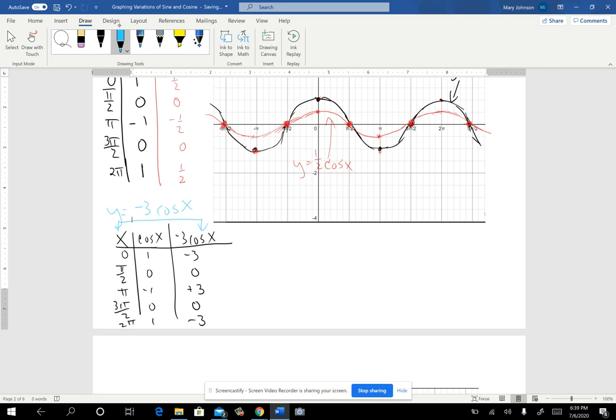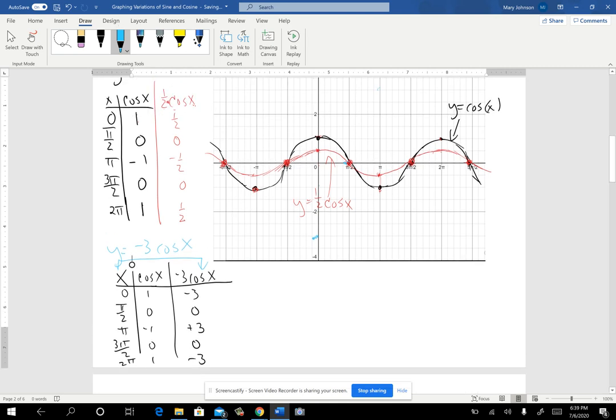So 0, -3 would be here. Then we'd have pi/2, 0. Okay. Then we'd have pi at +3. And then we'd be at 0 again. And then 2 pi would be back at -3. So you kind of see where it is. It would look like this. Okay. See how it's been stretched further away from the x-axis?